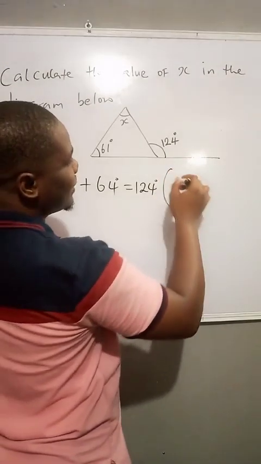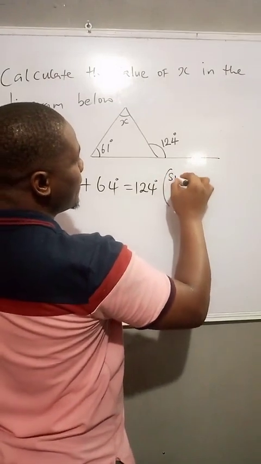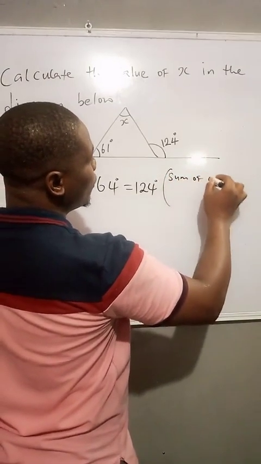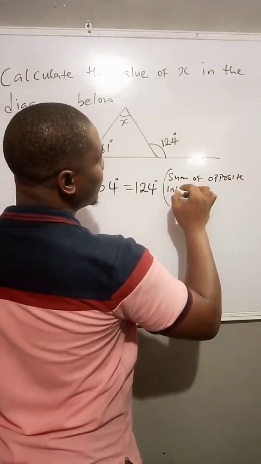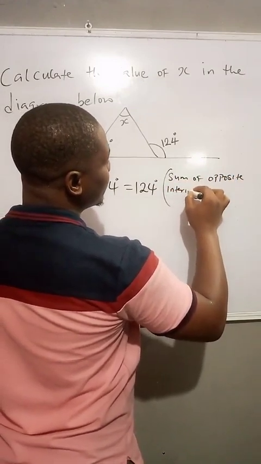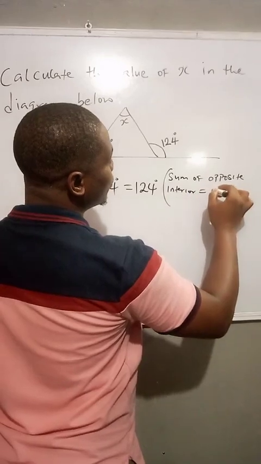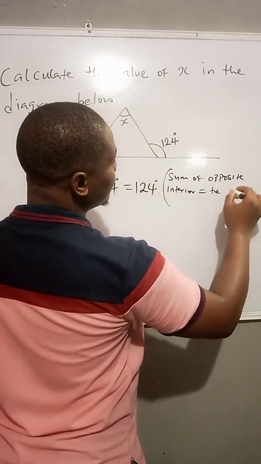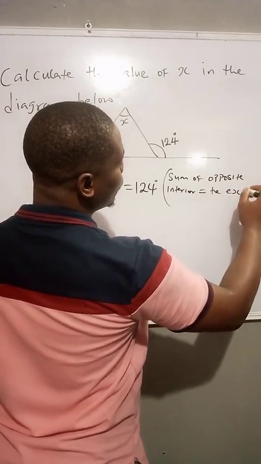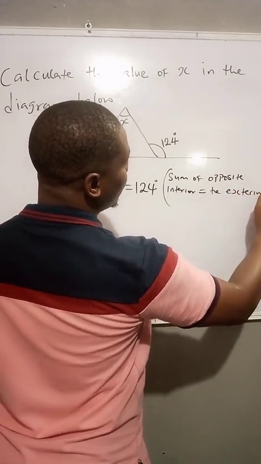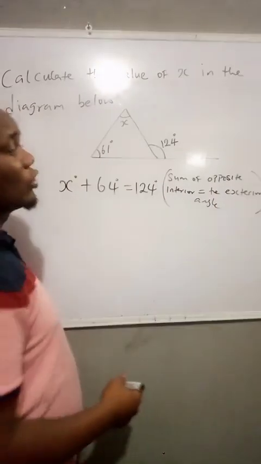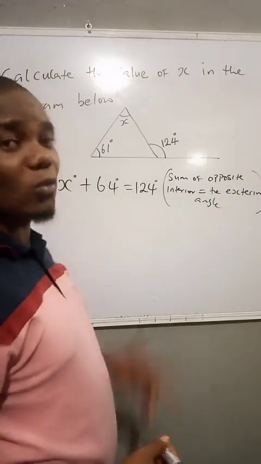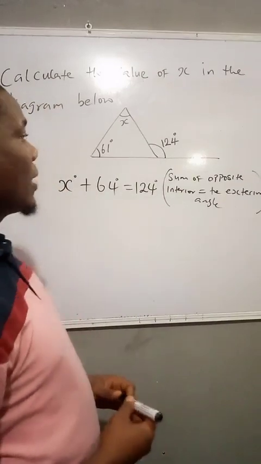Now I'll write it by the side. Sum of opposite interior equals the exterior angle. If it's a theory question and you don't state it, sometimes this has 1 mark when we are marking.